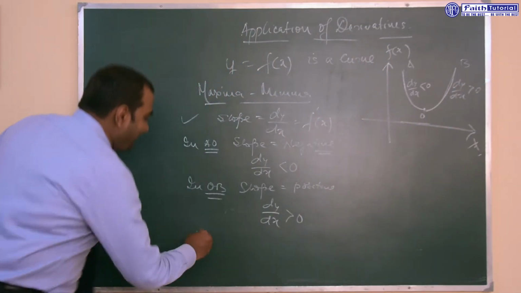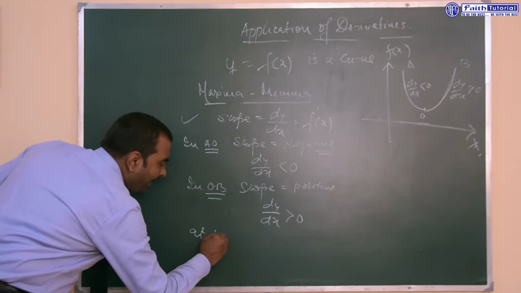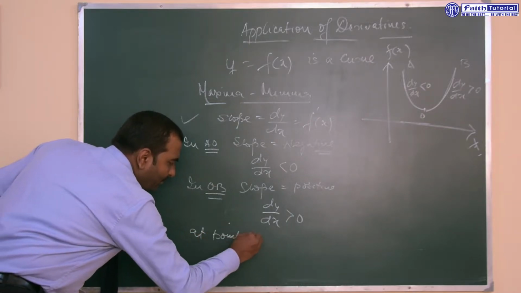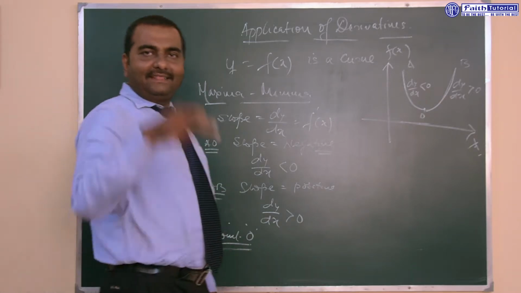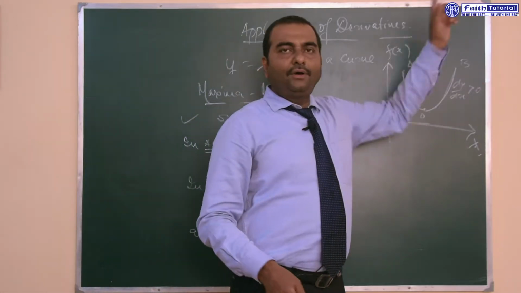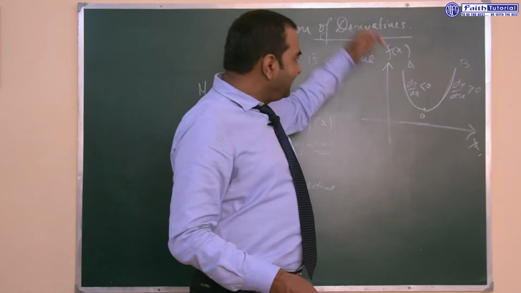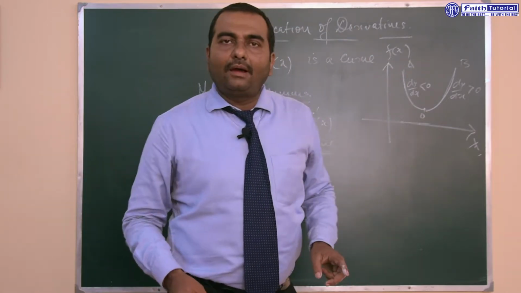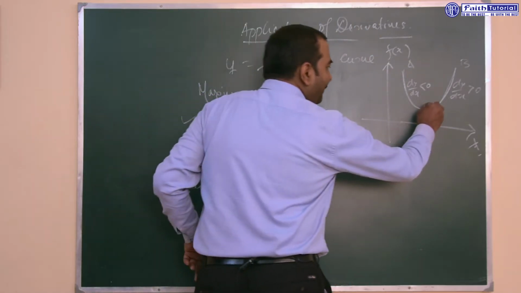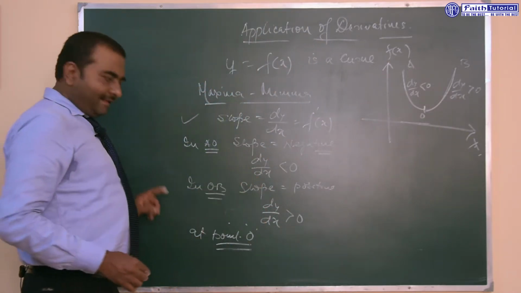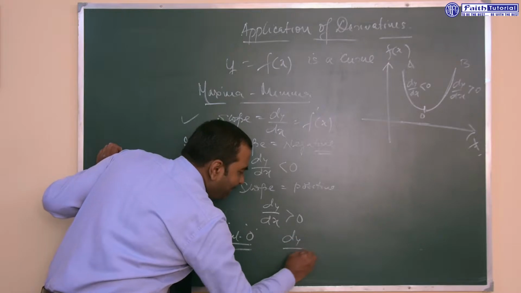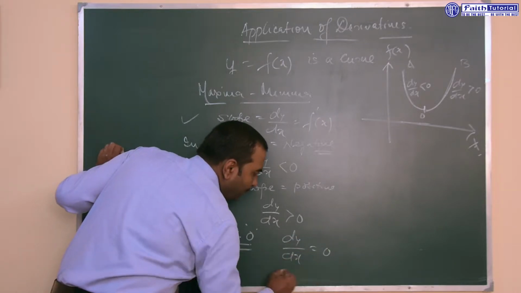What about point O? It's neither decreasing nor increasing. It's neither downward sloping nor upward sloping. Now that point is called the stationary point and we can very well understand that the criteria will be dy by dx equals 0.